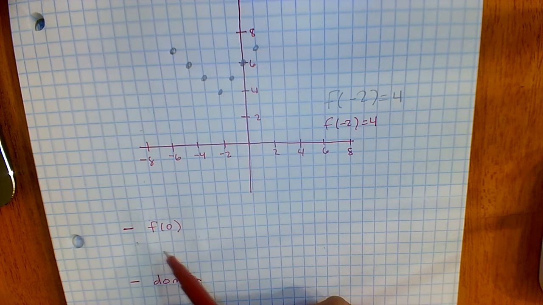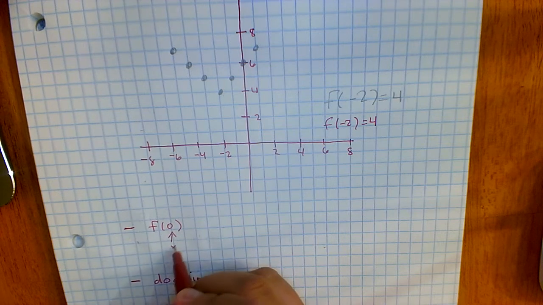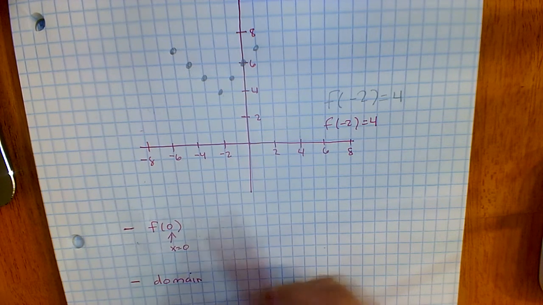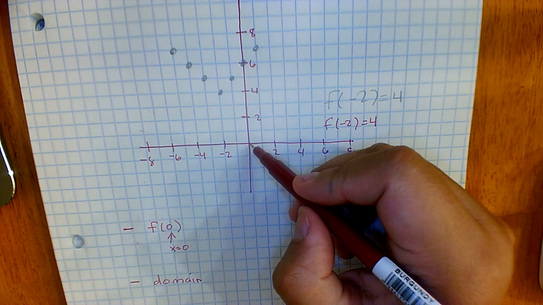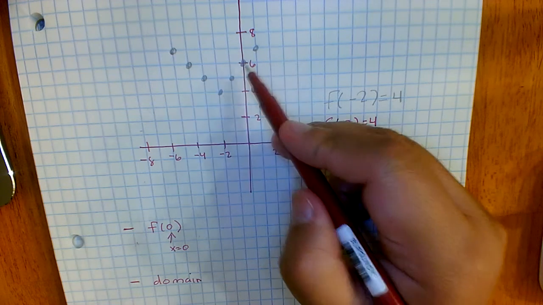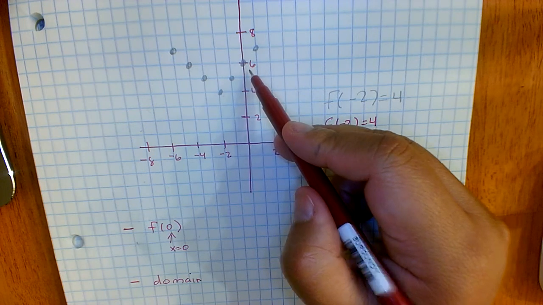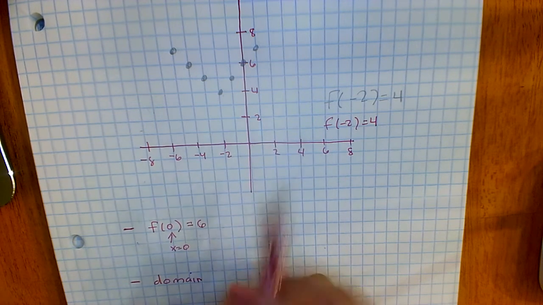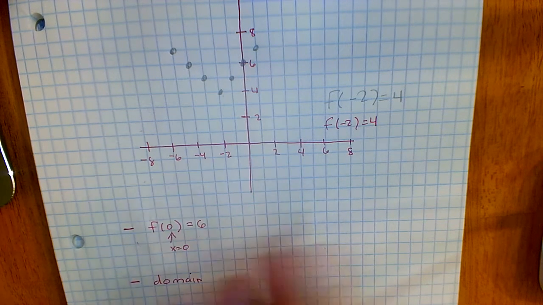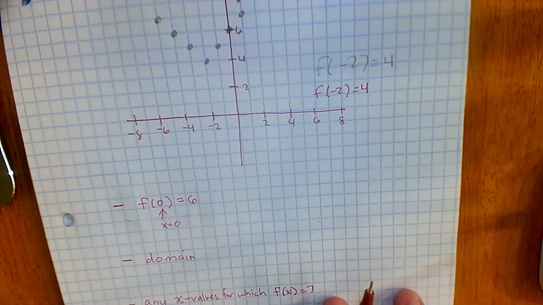So the first question it asks is, what is the function at 0? So this is saying if x is equal to 0, what is the output value that we're seeing on the graph? So when x is 0, we're here. At 0, our point has a y value of 6, so we could say that f of 0 is equal to 6 according to this graph. And that's all we have to do, okay?